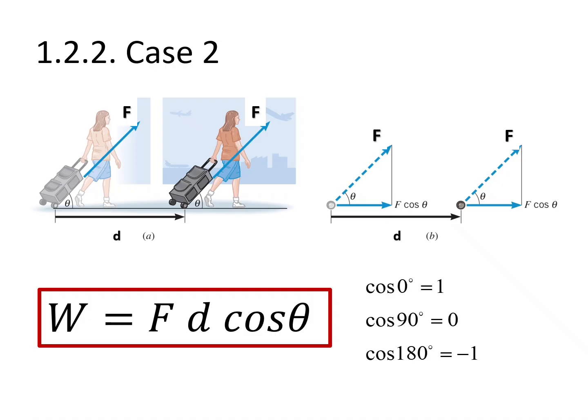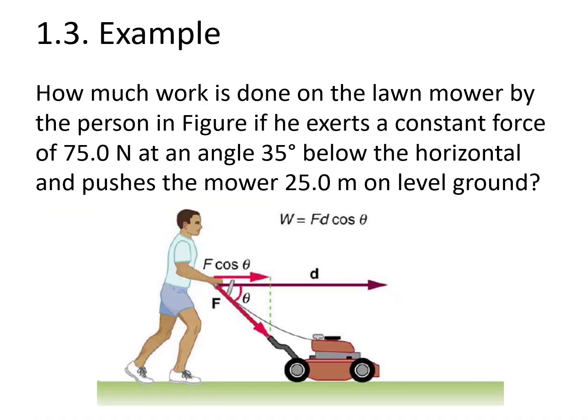This is why the angle matters so much. The same force magnitude and same displacement can produce positive work, zero work, or negative work depending only on the angle between force and displacement. Now let us apply the equation to a realistic example.